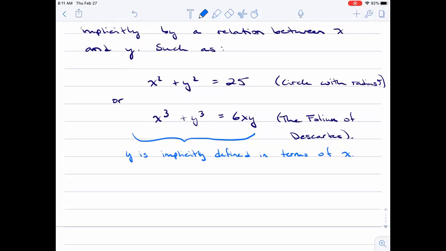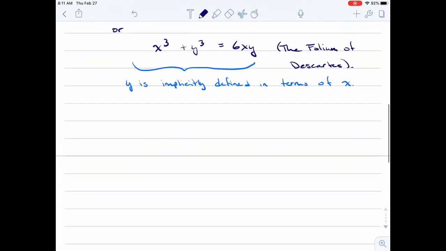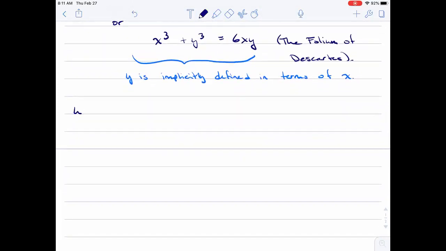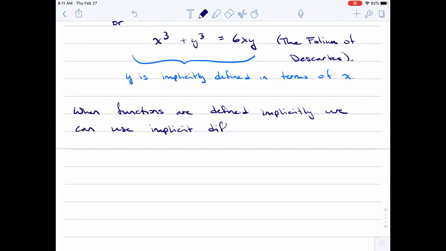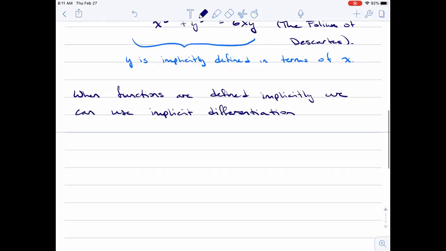So today we're going to do implicit differentiation. When functions are defined implicitly, we can use implicit differentiation to find the derivative of y.